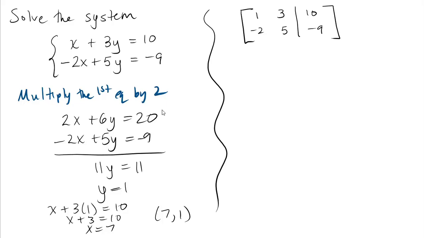The first thing we did when we did this by the elimination method is we multiplied the first equation by 2 and then we added the 2 equations together. I want to do the exact same thing here. I'm going to take 2 times the first row and I'm going to add that to the second row. And when I do that, I'm going to replace one of the rows. I'm going to replace row 2, so I'm going to use this arrow to say, now put that into row 2.